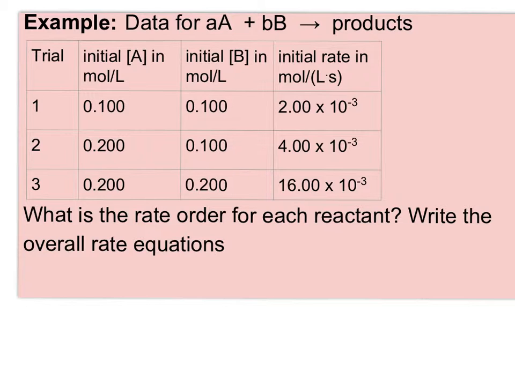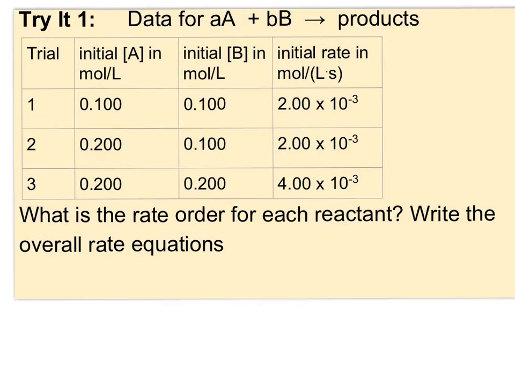So my overall rate is considered to be third order, and if I wrote an equation for the rate, it would be rate equals k times the concentration of A to the first power times the concentration of B to the second power. And as I said, that would be a third order reaction rate overall. So here's some similar data. I want you to evaluate it and see if you can come up with the rate order for each reactant and write the overall rate equation.